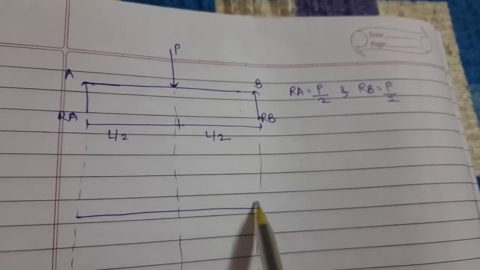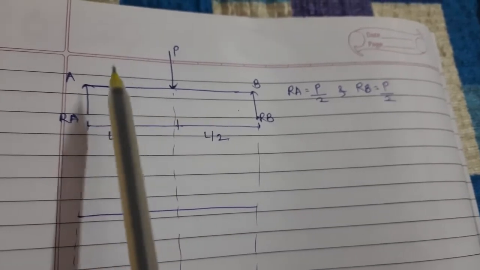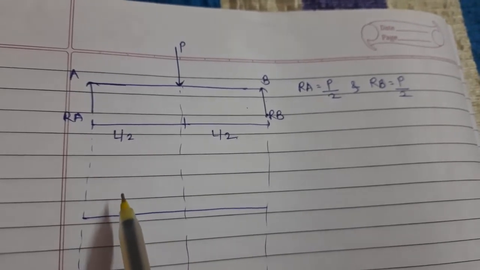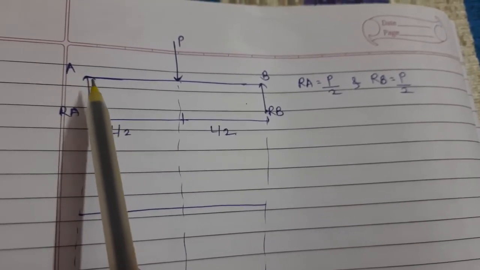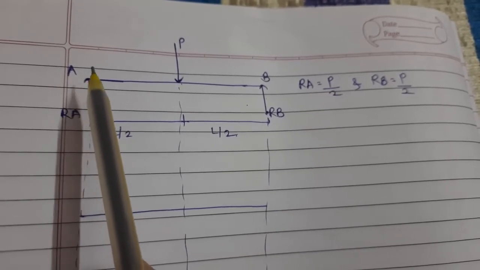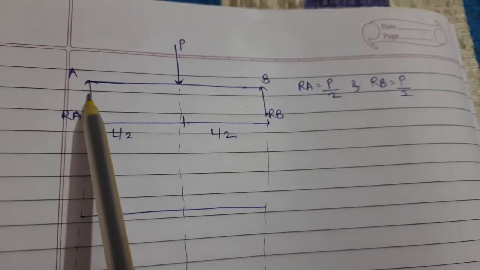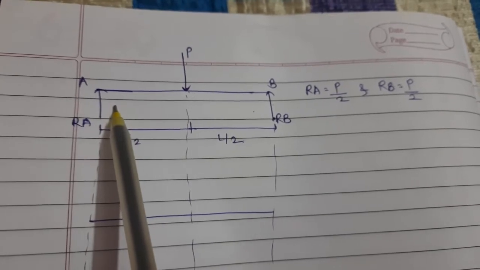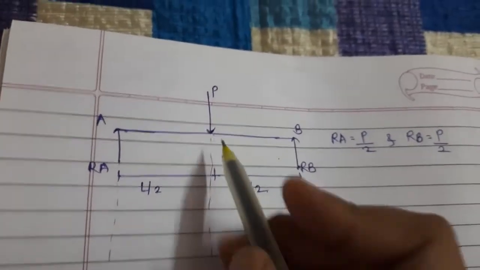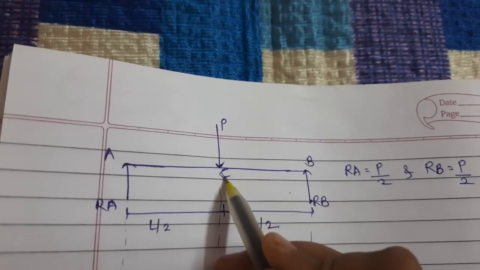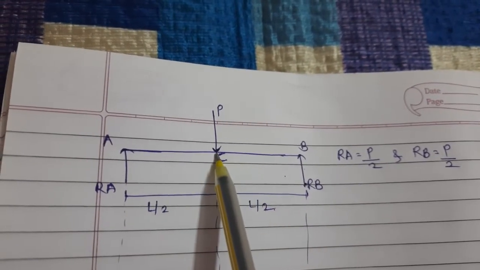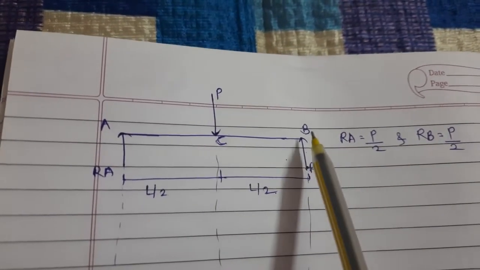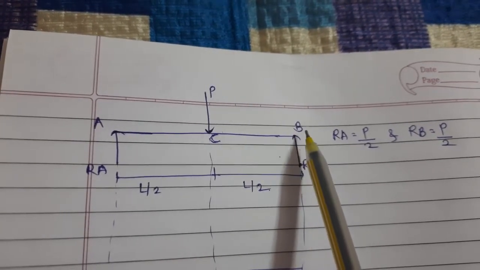Now draw the same beam. Now we have to take sections for shear force. First we have to calculate shear force, after that bending moment. For shear force, we have to take a section at the left side of A and then the right side of A. Same with point C: we take a section at the left side of C, then the right side of C. Same for the left side of B and the right side of B.